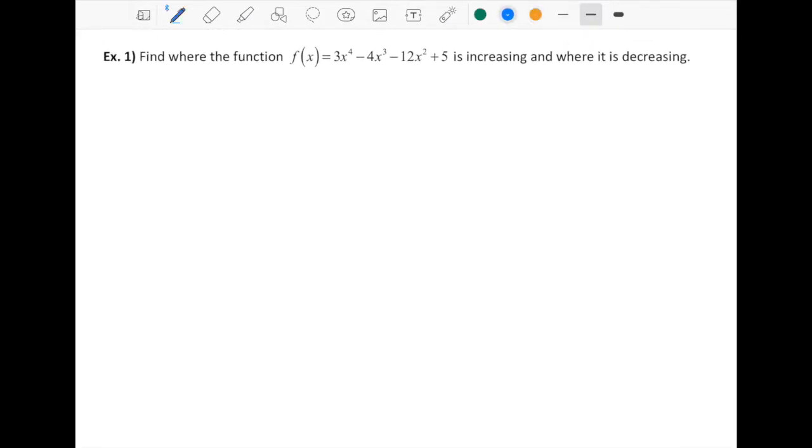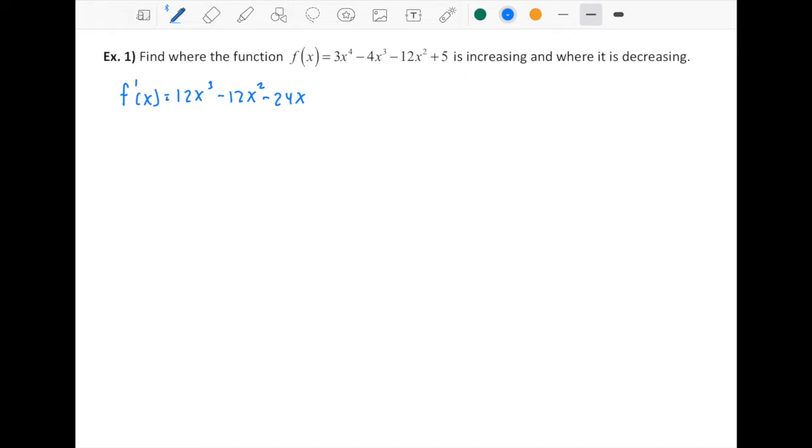So here we've got a function, f of x is 3x to the fourth minus 4x cubed minus 12x squared plus 5. Where is this function increasing? Where is it decreasing? So I want to identify intervals of increasing, identify intervals of decreasing. I'm going to take the first derivative of this. Finding the first derivative, that's going to be power rule all the way. That's 12x cubed minus 12x squared, nope, that's a lie, minus 24x.